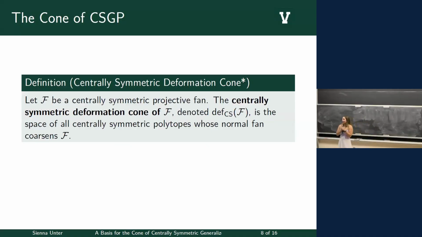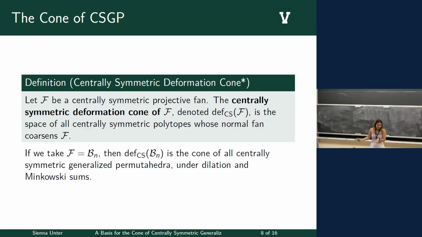Because I want to define something called the centrally symmetric deformation cone. If I start with a fan that is centrally symmetric and projective, that just means that the polytope it corresponds to has rational vertices. The centrally symmetric deformation cone of this fan is defined as the space of all centrally symmetric polytopes whose normal fan coarsens the fan that I started with.